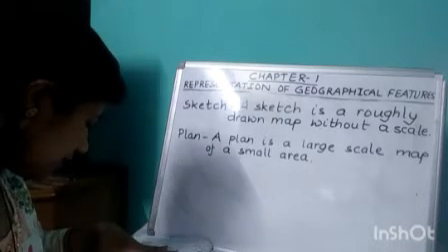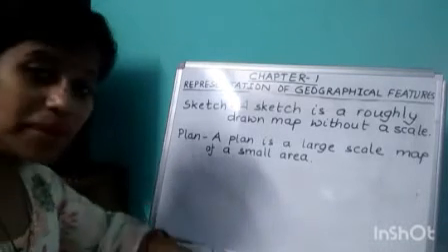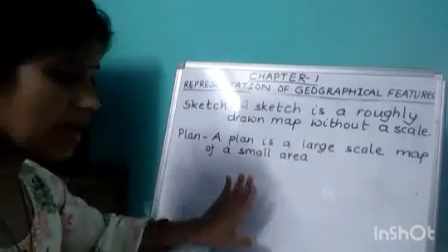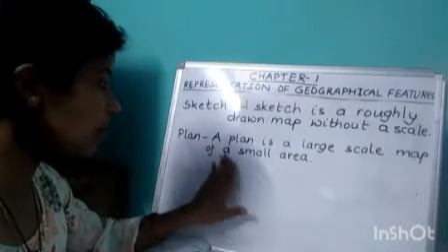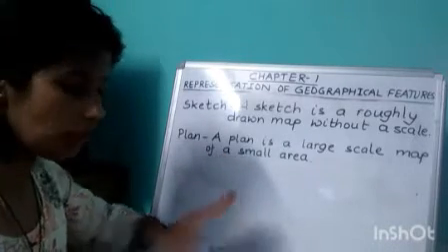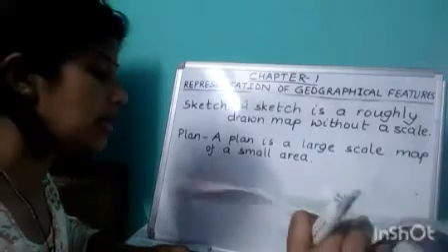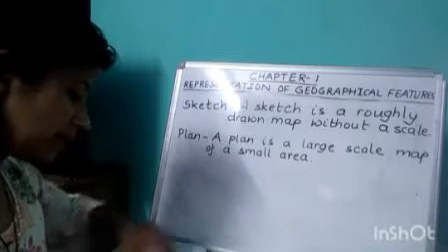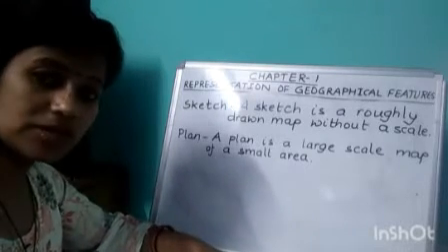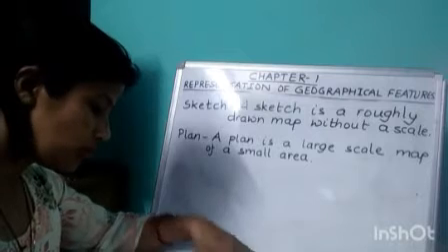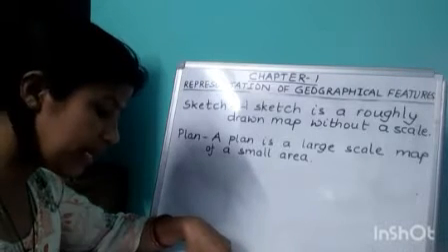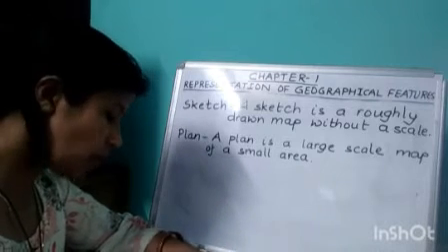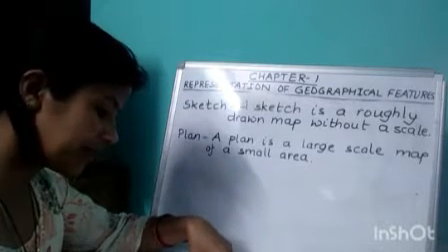It is often used by engineers, architects and planners. Here, plan. What is a plan? A plan is a large scale map of a small area. Which is called what? Plan. A plan is a large scale map of a small area. It is often drawn to show the layout of a building, room, shopping complex, stadium, etc. It gives all the details of the area.